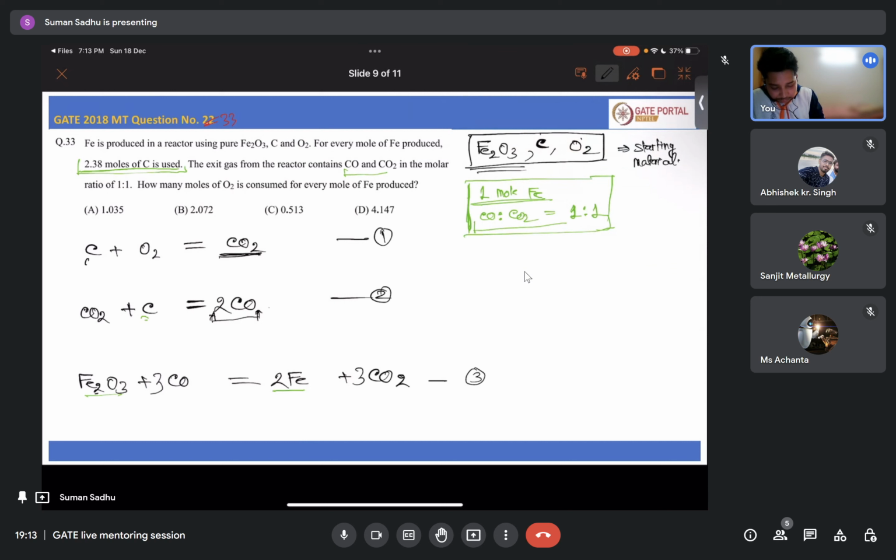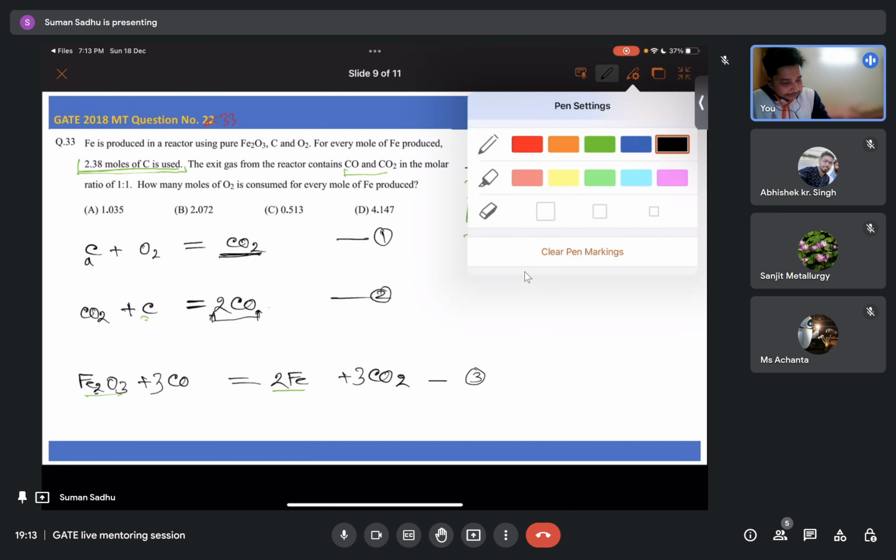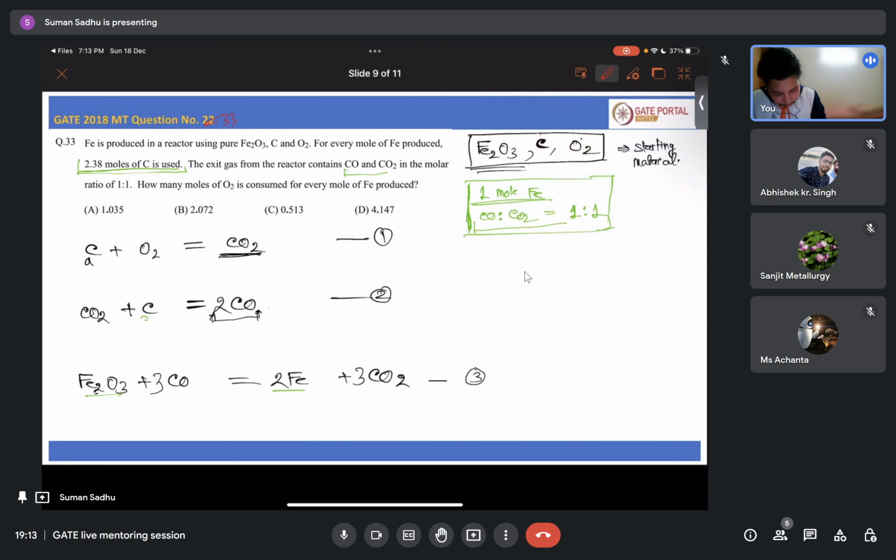So let us consider some values. Let's say a mole of carbon was there initially, a mole of oxygen was there, and b mole of Fe2O3 was there. Nothing else was there. Okay, so now this is the first reaction.